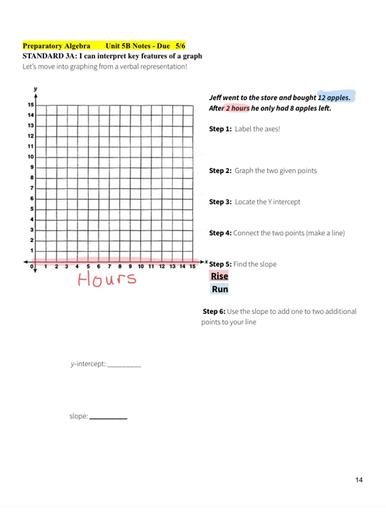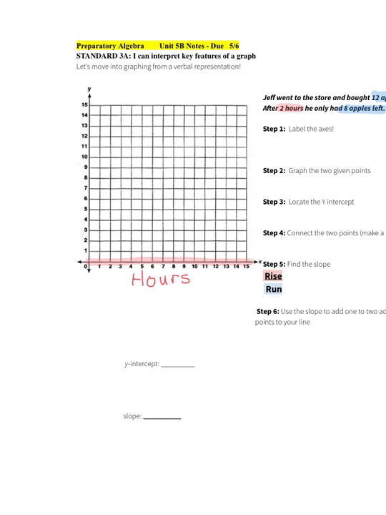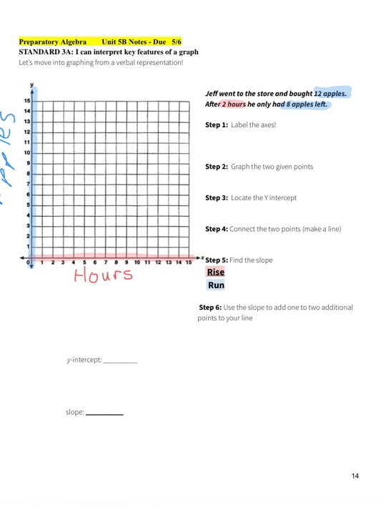Jeff starts with 12 apples. And then after 2 hours, he only had 8 left. So over here is my y-axis, and we're again comparing apples to hours, finding that rate of change. My y-axis, and we would label that apples. All right, so I've done my first step. I've labeled my axis.